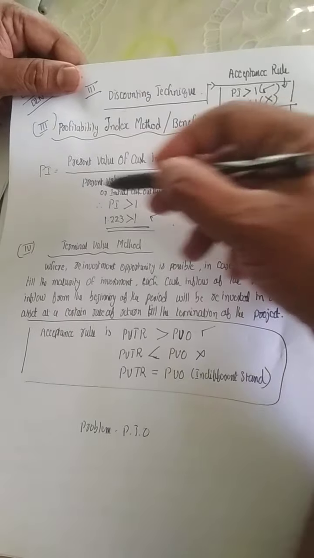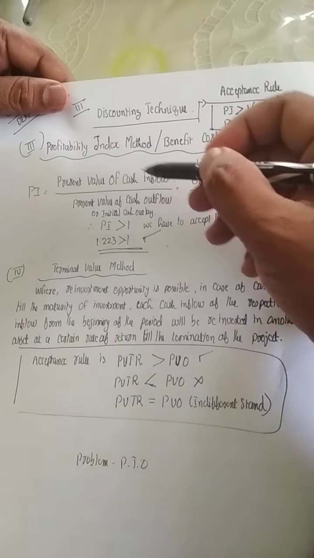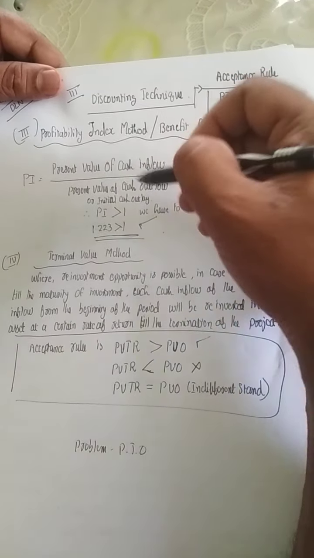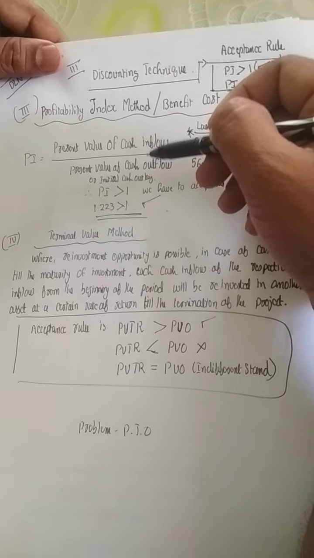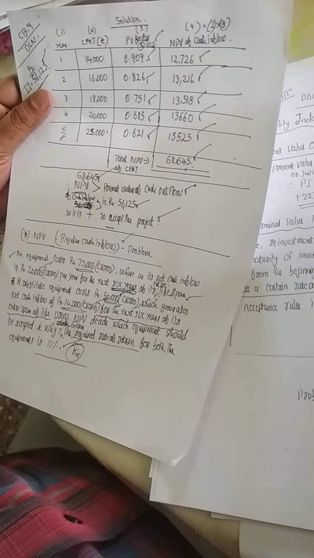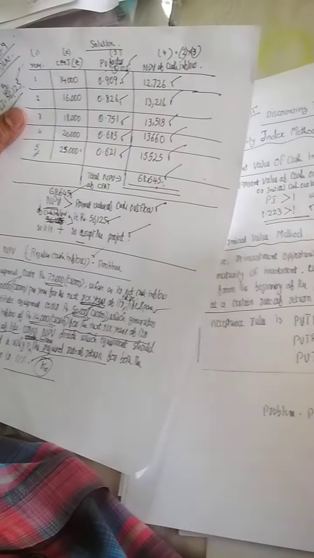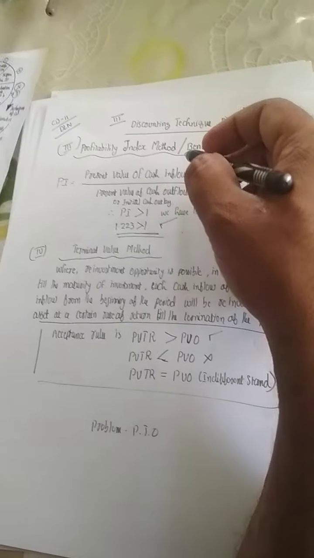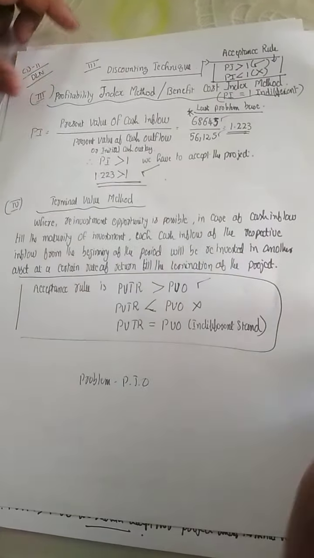It's one of the easiest discounting techniques, but in order to do this problem, you have to first do the problem under the discounting technique using NPV, or the discounted payback method, and find out the present value of cash inflow. So that is all about the profitability index.